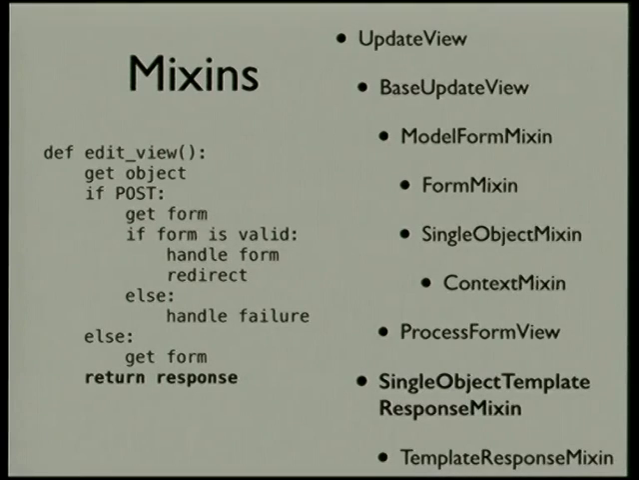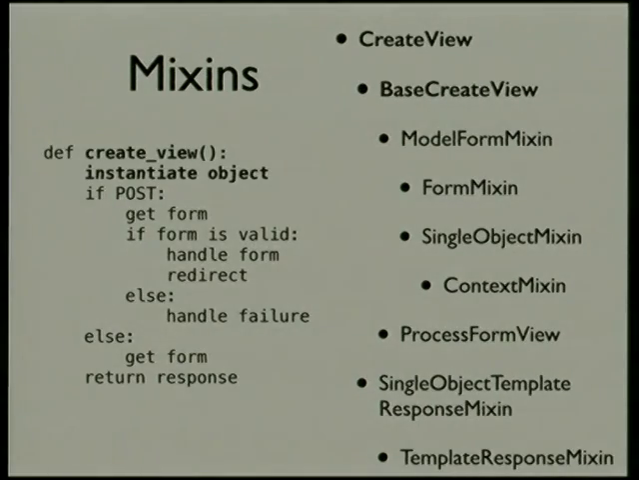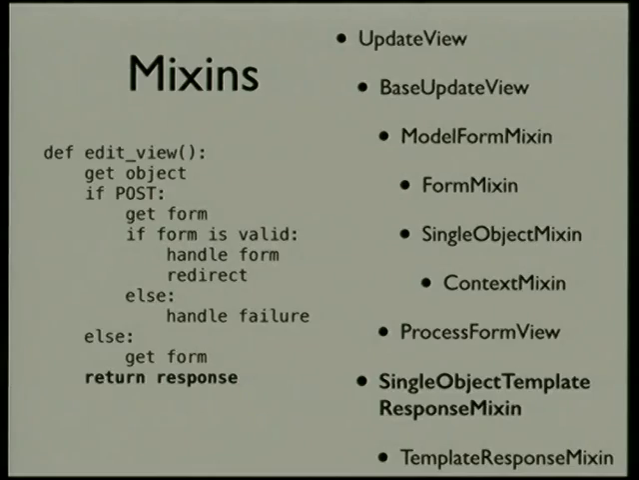Then we have a single object template response mix-in, which says, okay, I am rendering a template, and the template is showing you the result of dealing with a single object. It takes the result of the single object's context and puts it into a template that is being rendered. And it is a template response mix-in that takes it and turns it into rendered content via a template. And then at the whole top of it is the update view and base update view, which wraps around the logic to say, okay, this is how we pull all of those pieces together into a view we can actually do something with.